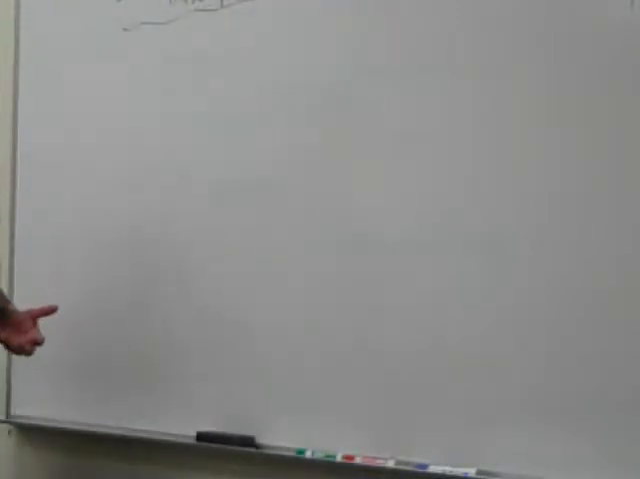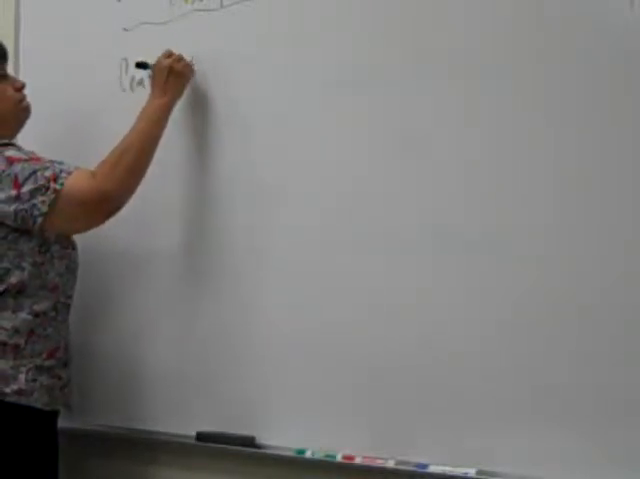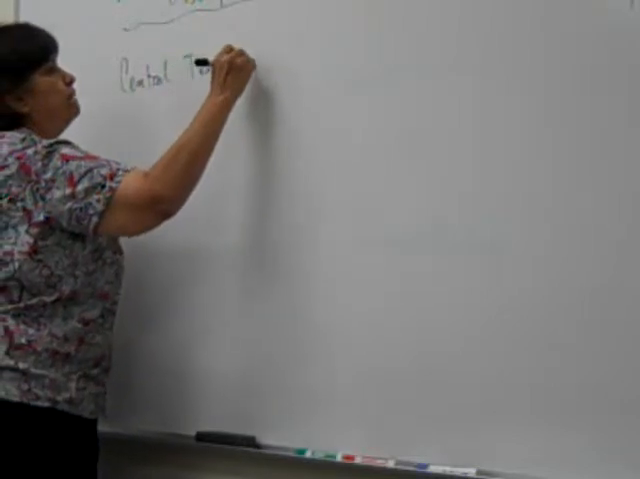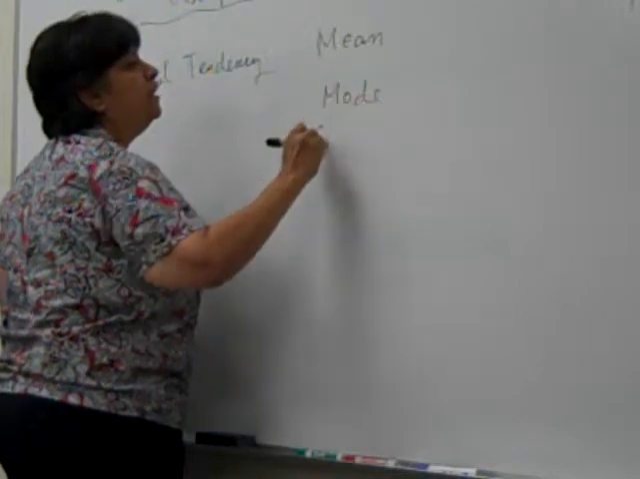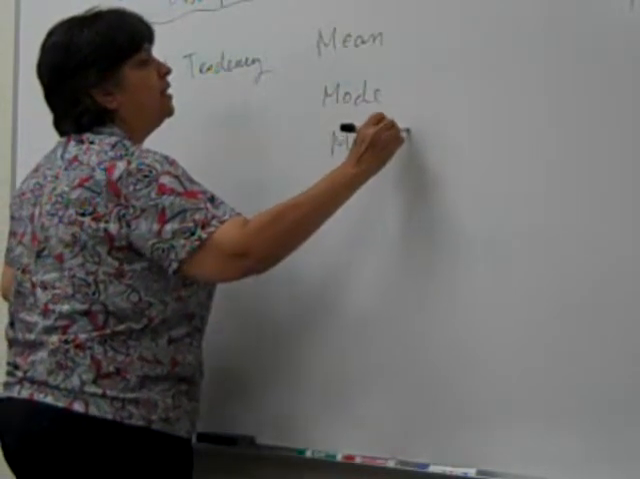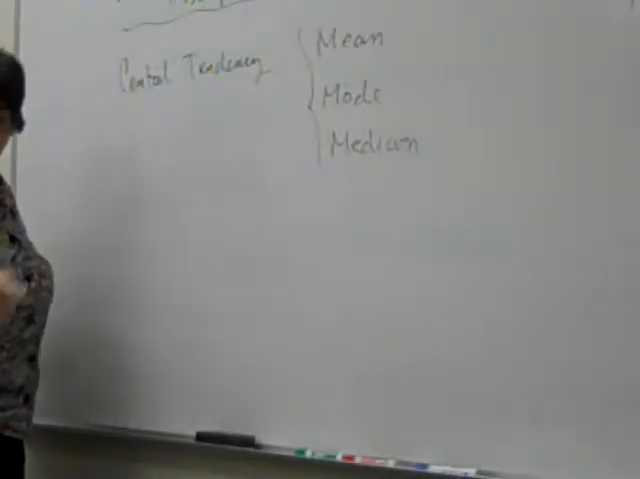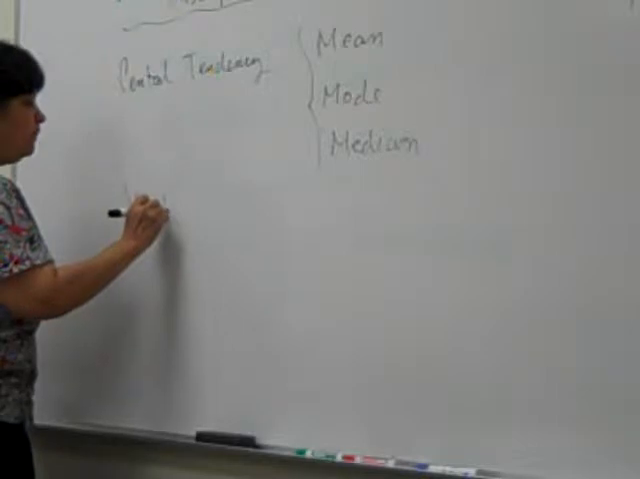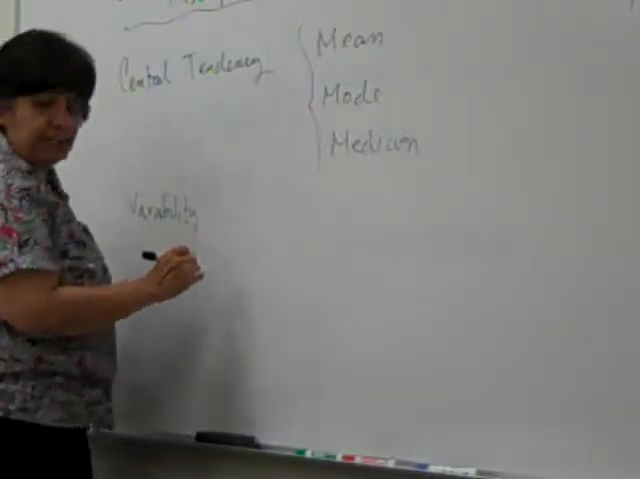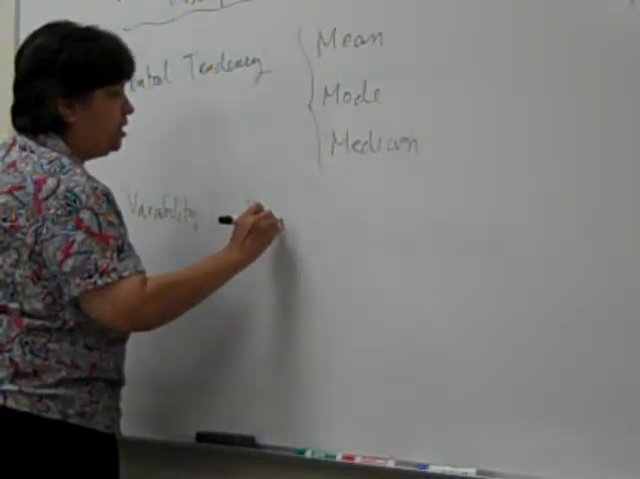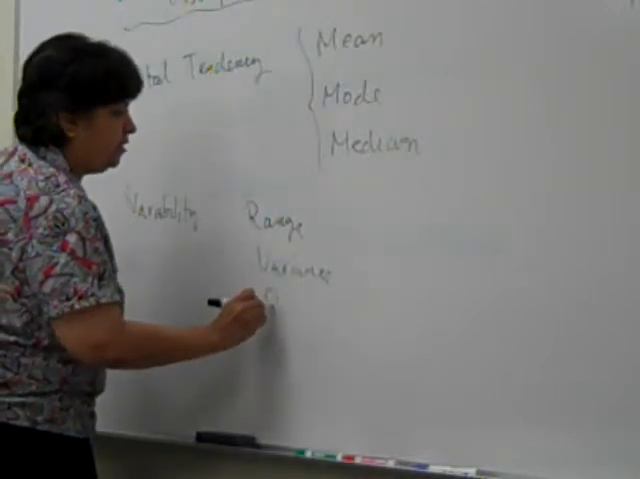We have different types of statistics, and we have the central tendency, in which we're going to cover the mean, the mode, the median. Those are central tendency statistics. We have the variability. Variability tells you how spread your data is. And there is the range, variance, standard deviation.